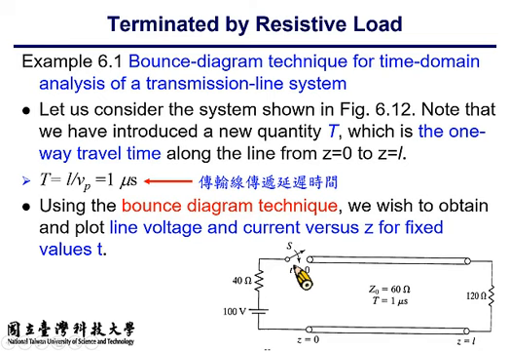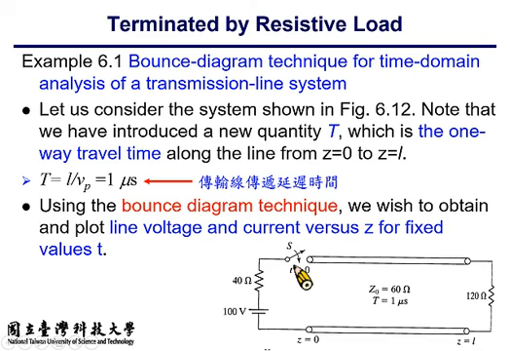We will introduce the so-called bouncing diagram technique for time domain analysis of a transmission line system, which is the most fundamental technique that you can use to analyze a transmission line circuit in the time domain. And as we already mentioned, the length of the transmission line can be characterized by its propagation delay. So here you have a quantity, say, capital T, which equals the length divided by the velocity of propagation.